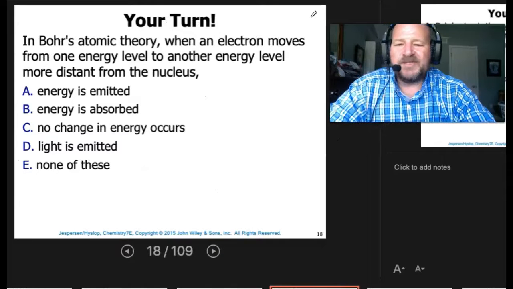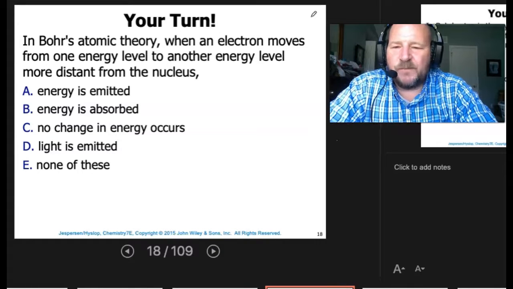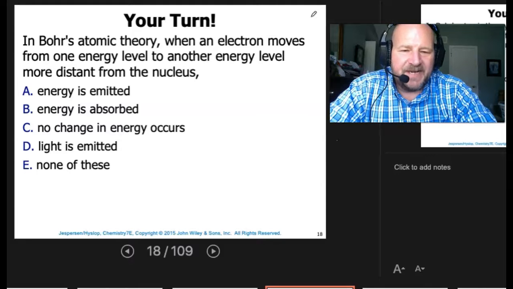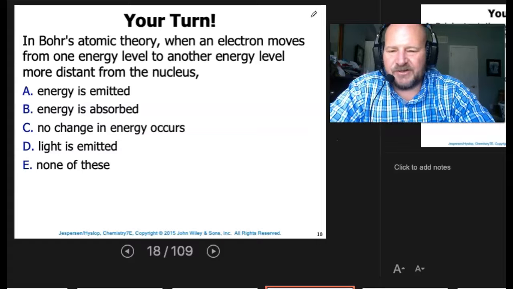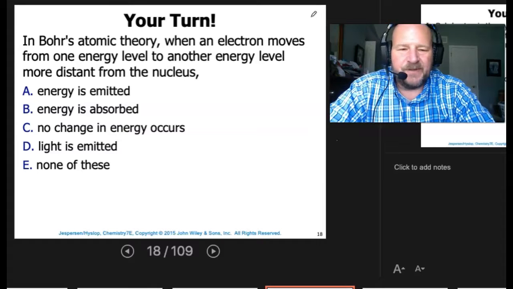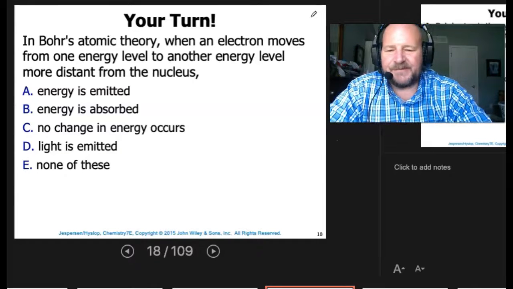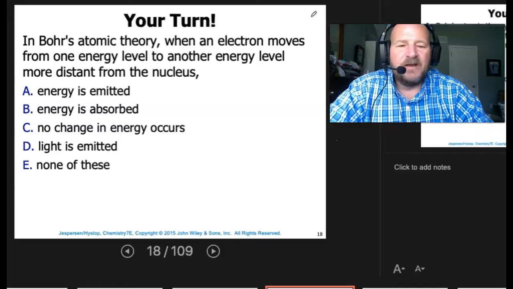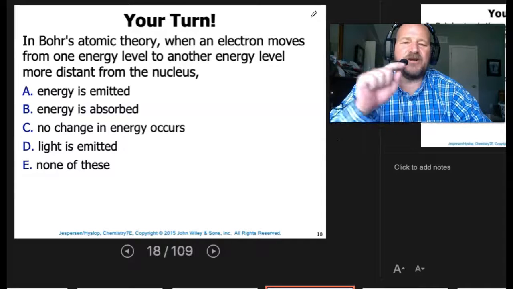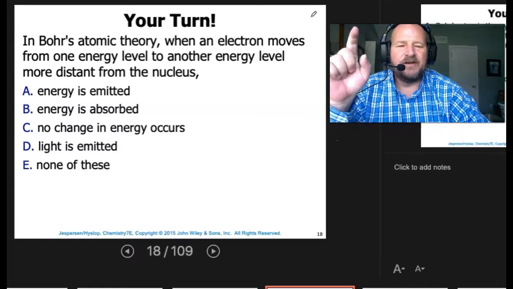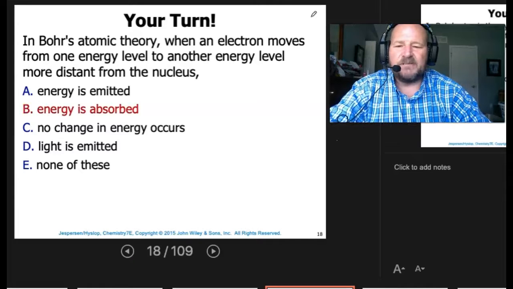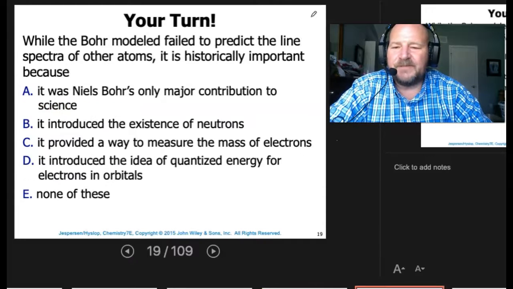All right, so in Bohr's atomic theory, when an electron moves from one energy level to another energy level more distant from the nucleus, will energy be emitted? Will energy be absorbed? Will there be no change in the energy? Will light be emitted, or is it something else? None of these answers make sense. Hopefully, remember, I want the electron to go from a low energy to a high energy. That means the atom has to absorb that energy.